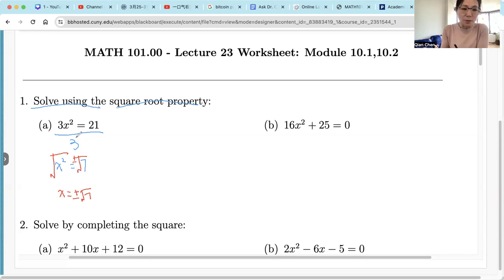So what did we do? We simplify the equation by dividing both sides by 3. Then we square root both sides. All right, so let's see B.